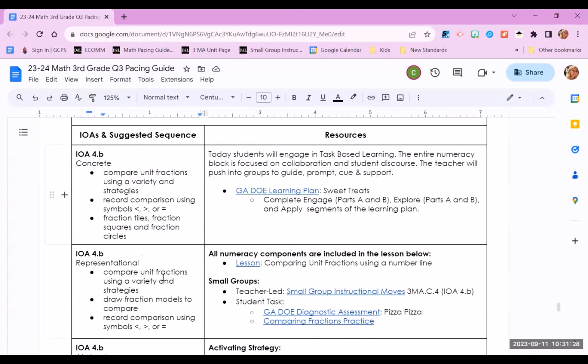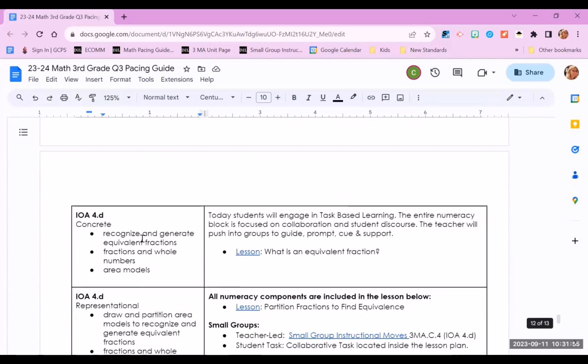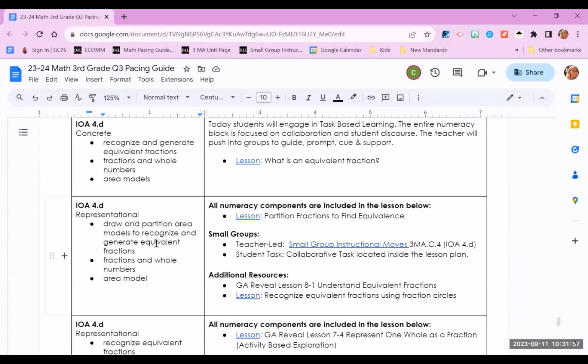This part of the unit will begin with a few days of comparing unit fractions. The only types of fractions third graders will compare are unit fractions, fractions with a numerator of 1 and only denominators of halves, thirds, fourths, sixths, and eighths. We will spend a suggested 3 days on comparing unit fractions. Then we will move into recognizing and generating simple equivalent fractions.